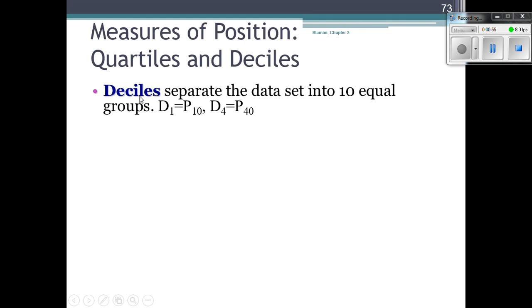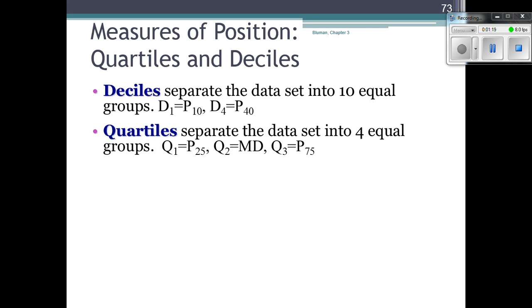One of those is decile. Deciles break it into 10 equal groups. So instead of having 100 equal groups, we now have 10 equal groups. Deciles aren't used that often. We want you to know that they're out there, but again, that's just something that's not used very frequently.